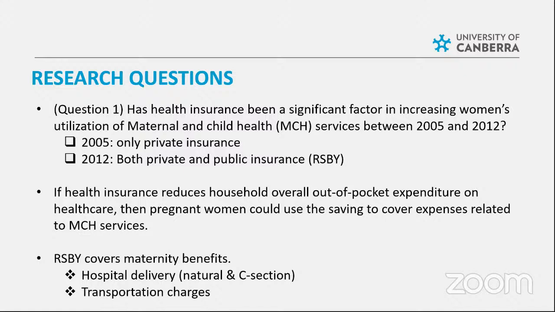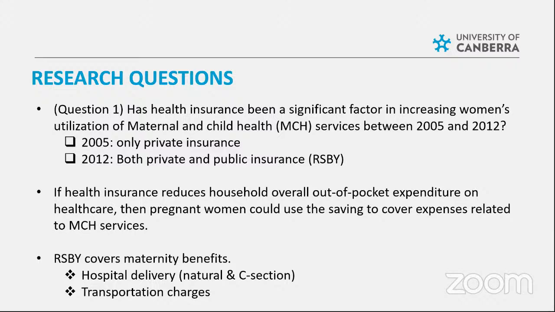The first research question we try to answer is, has health insurance been a significant factor in increasing women's utilization of MCH services? So we are comparing 2005 and 2012 using the Indian Human Development Survey, as I will discuss shortly. Now, in 2005, we only had private health insurance in India because that was before the introduction of the publicly funded health insurance scheme, RSBY, which was rolled out in 2008, as I mentioned in the previous slide. Whereas in 2012, we had both private health insurance and the public insurance scheme, RSBY.